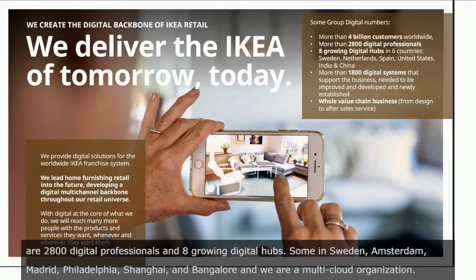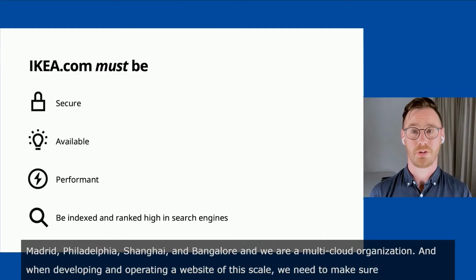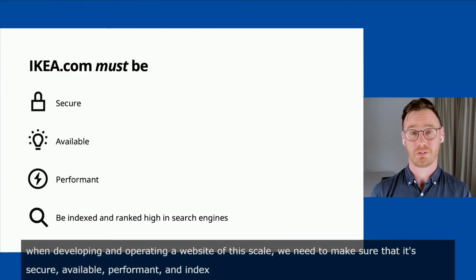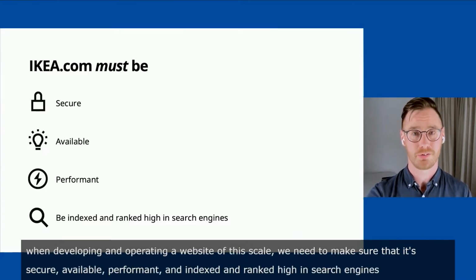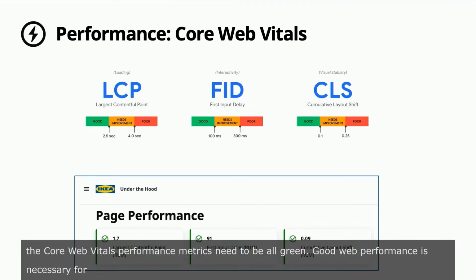When developing and operating a website of this scale, we need to make sure that it's secure, available, performant, and indexed and ranked high in search engines. For example, the core Web Vitals performance metrics need to be all green. Good web performance is necessary for a good user experience.